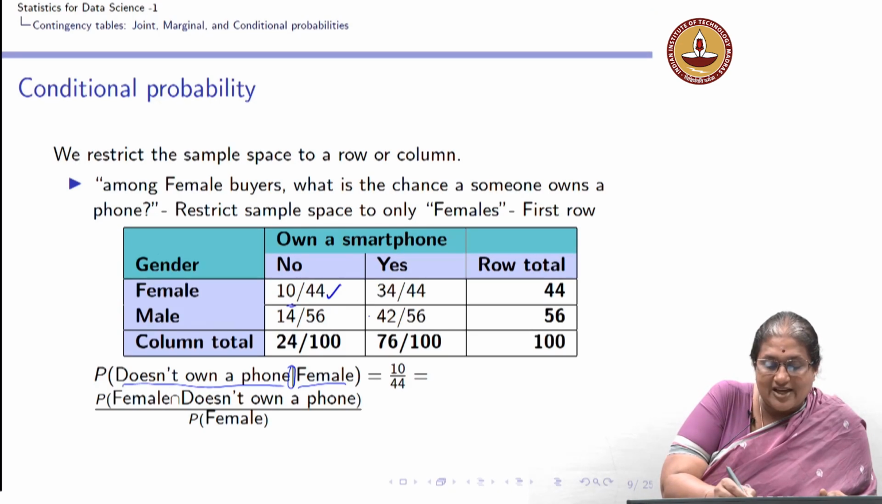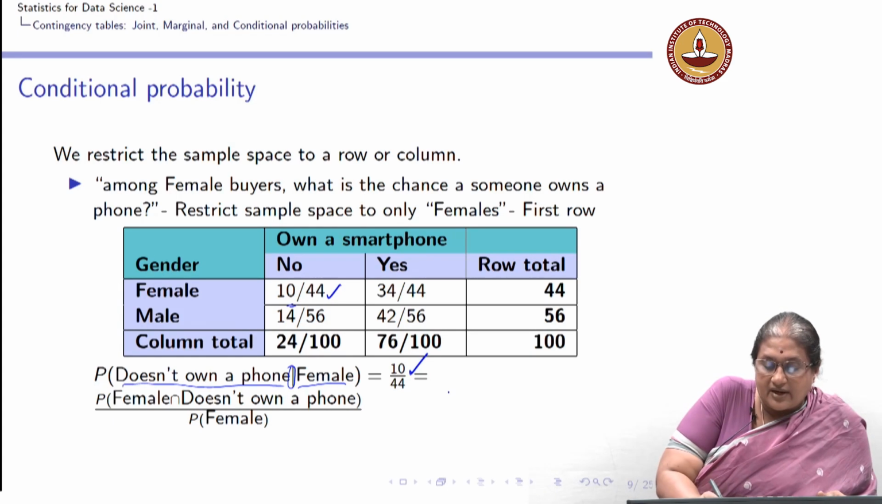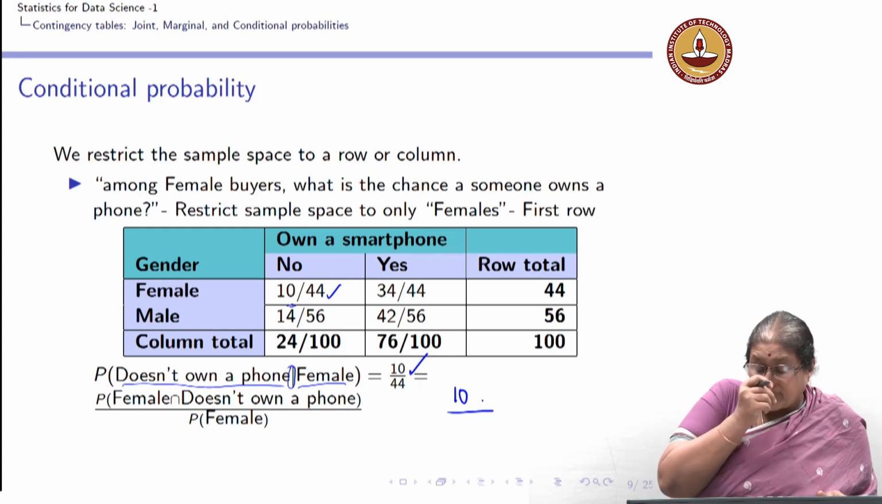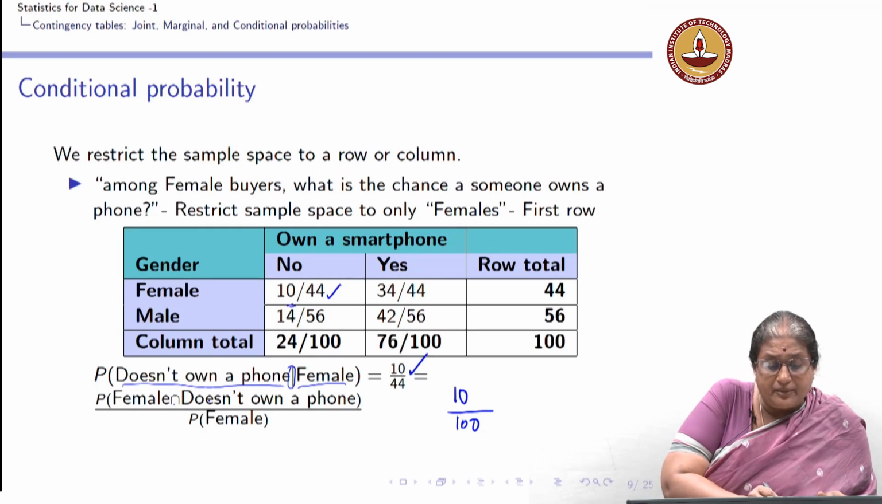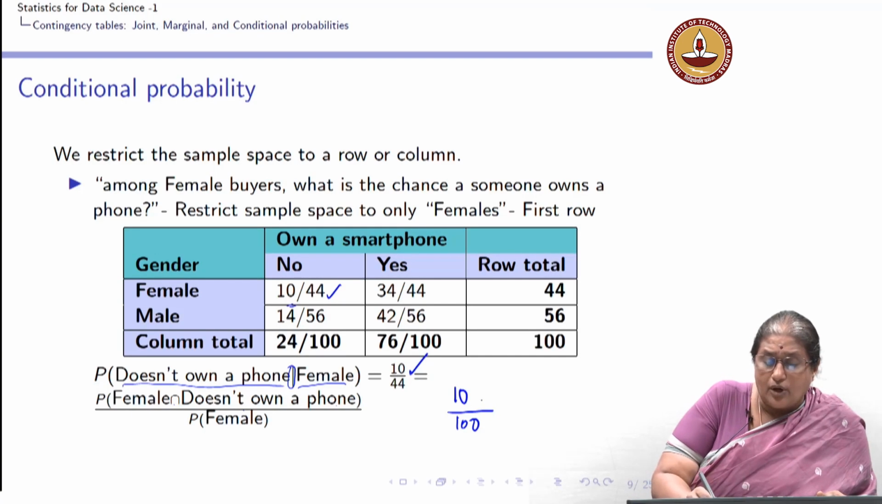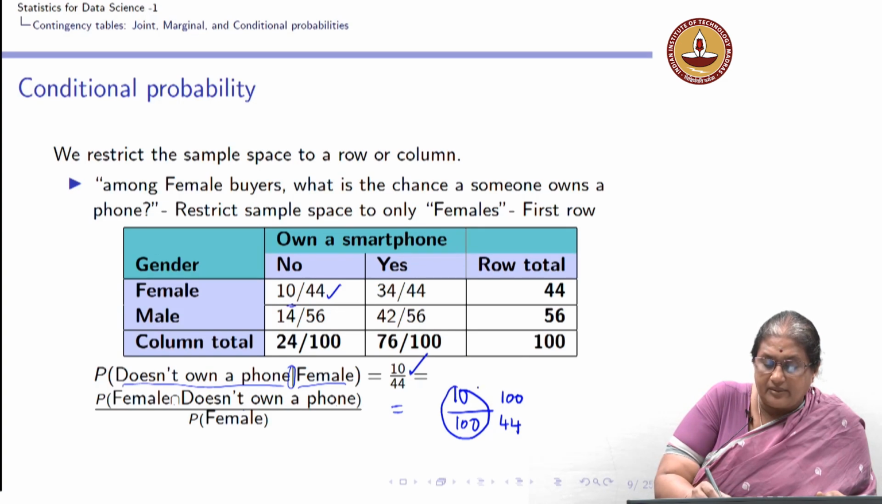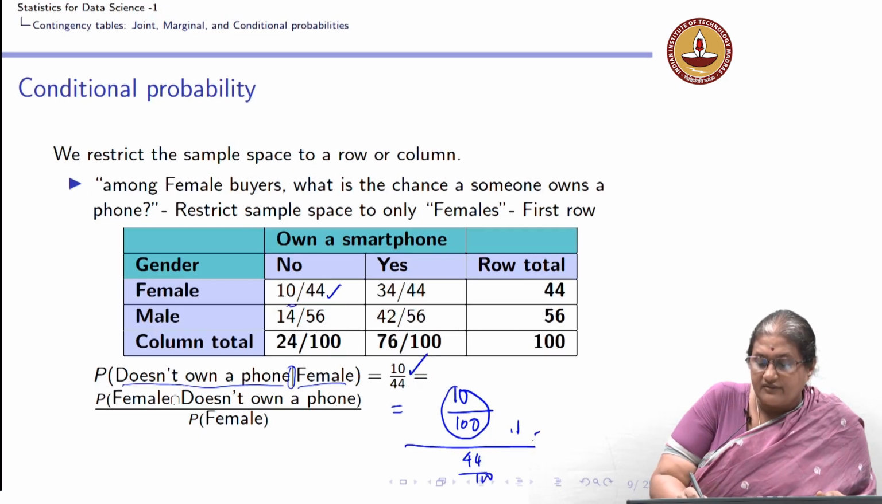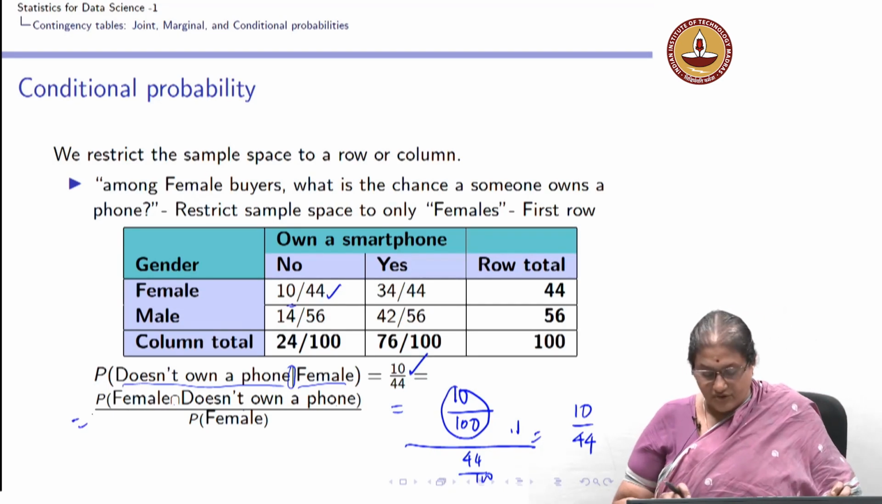I see that it is 10 by 44, and we can see that this is nothing but this: 10 by 100 was the probability that I had a female who doesn't own a phone. The probability of a female is 44 by 100, and I can see that this 10 by 44 can be given by 10 by 100 divided by 44 by 100, which is 10 by 44. This is something which I observe.